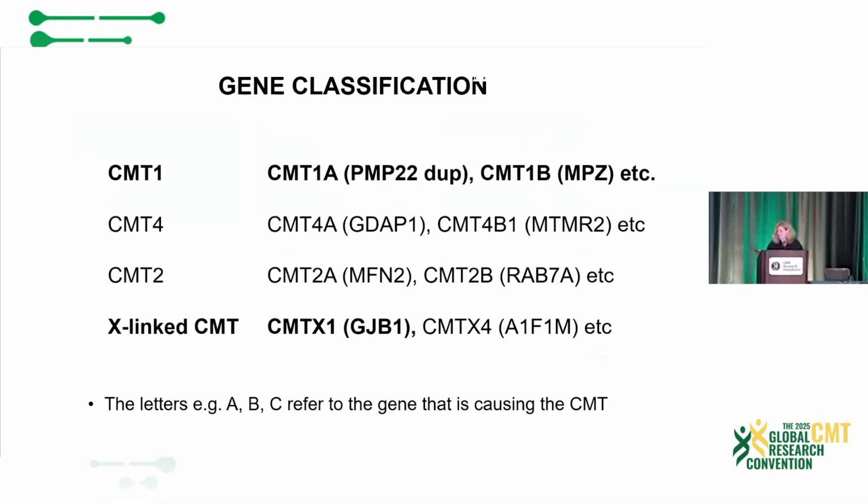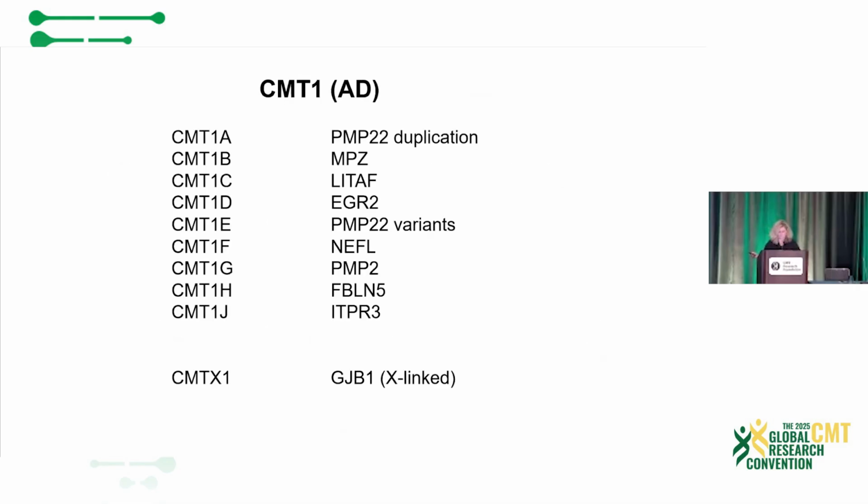So we talked about the classification: CMT1 is autosomal dominant, and there are a number of genes. As we said, the letter refers to the underlying gene. CMT4 is autosomal recessive, CMT2 is the axonal, and then there's the X-linked. The ones I'm going to talk about today are the autosomal dominant CMT1, but I'm also going to cover X-linked briefly because it doesn't fit into one of the other rooms. There's a relatively short list of genes for CMT1 autosomal dominant compared to, say, CMT2.